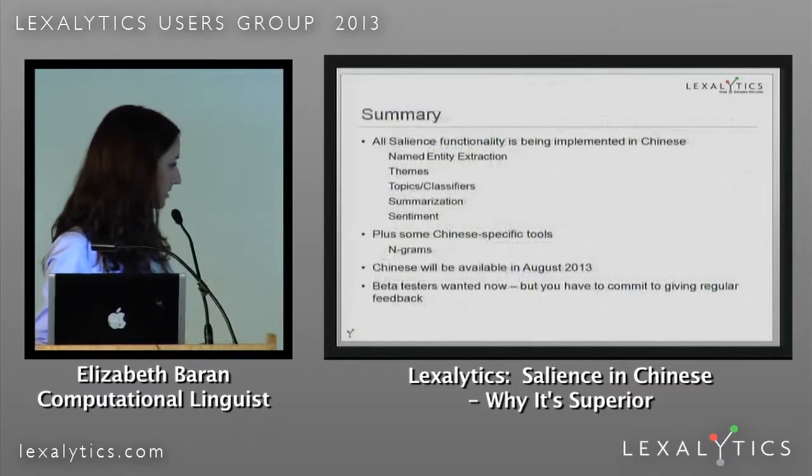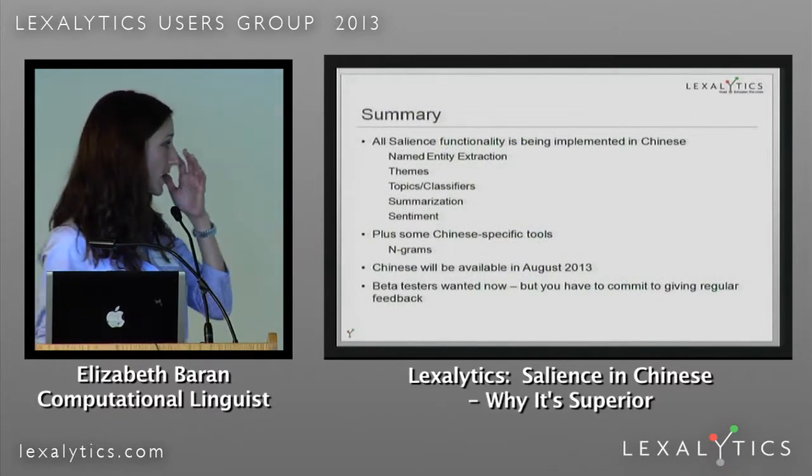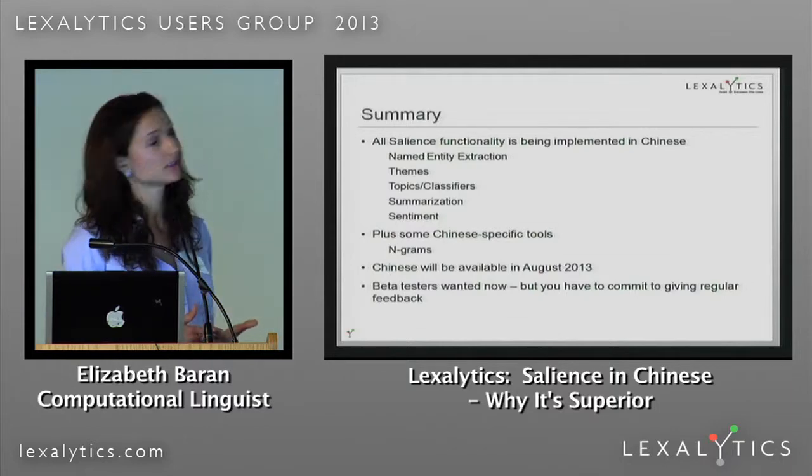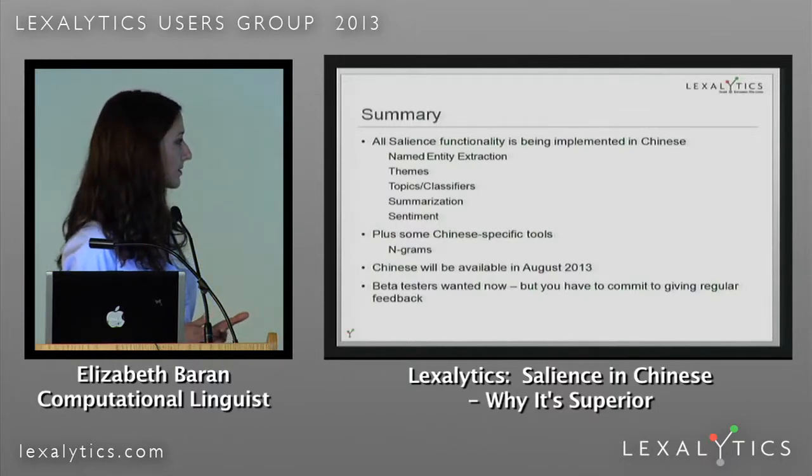Okay, so that's pretty much it. So in the future, we're going to have named entity extraction in August. We have themes right now, which we showed you, topics, summarization, sentiment at the document level, and then n-grams we talked about is at the character level.